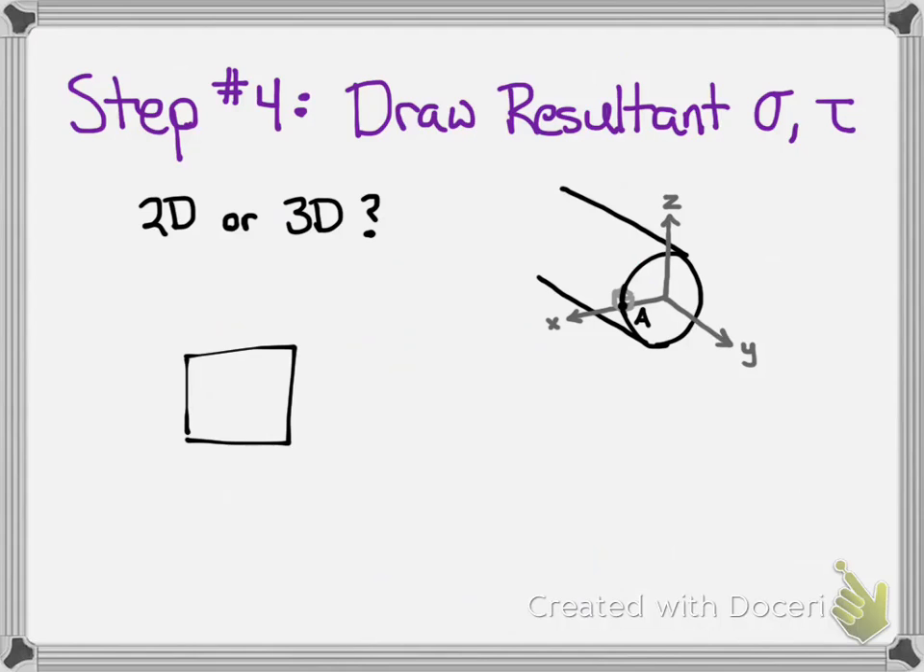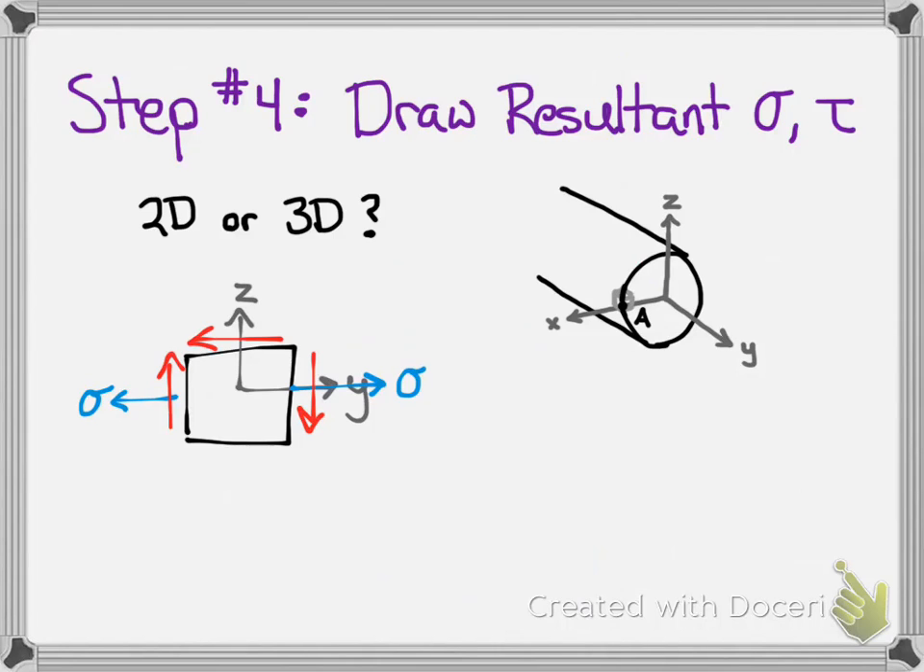So I'm going to draw a square. I'm going to label its axes, just to be clear. And now I will draw, oops, this should be y. Now I can draw our normal stress acting along the y-axis in tension, and our shear stress acting along the z-axis in the negative direction.